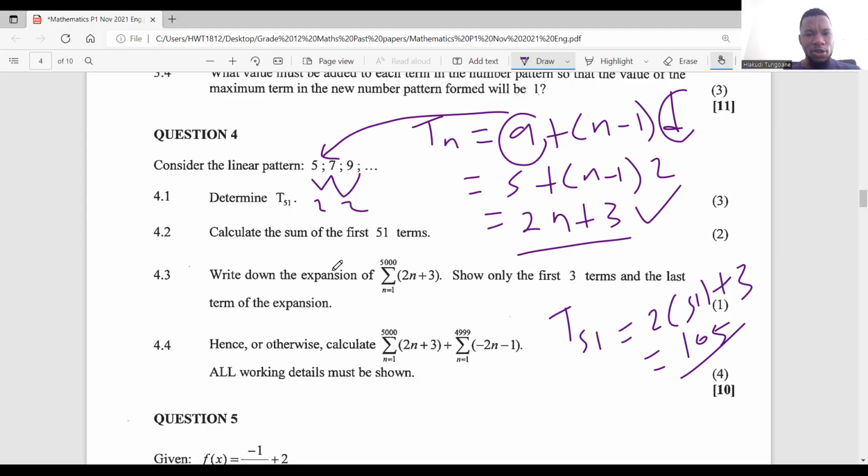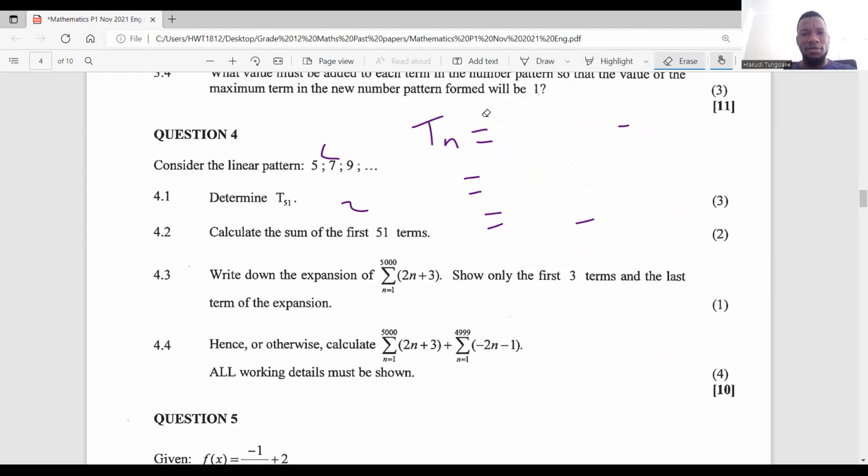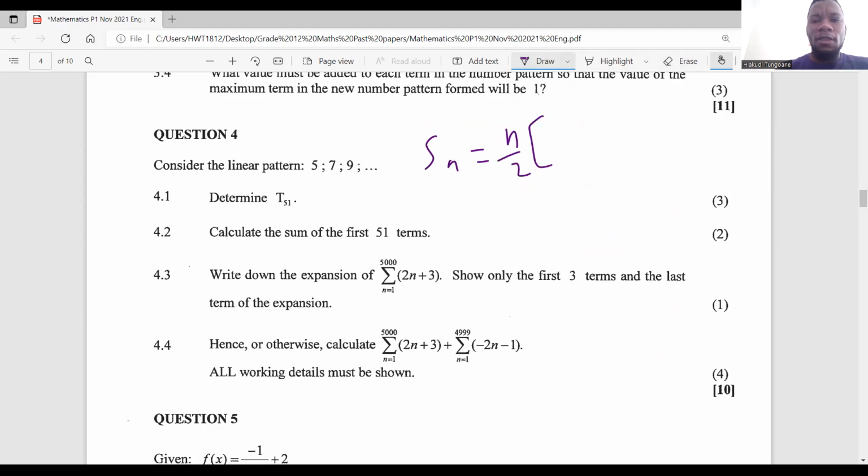Then the second question was saying we need to determine the sum of the first 51 terms. You should be remembering the Sn formula as well, because that's what you're going to need for this question. So let's write down the Sn formula: Sn equals n over 2, times 2a plus n minus 1 d, right?